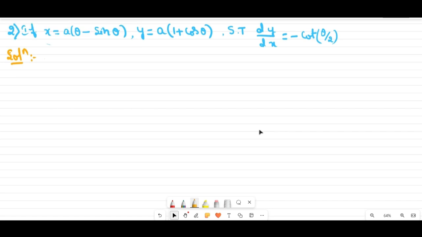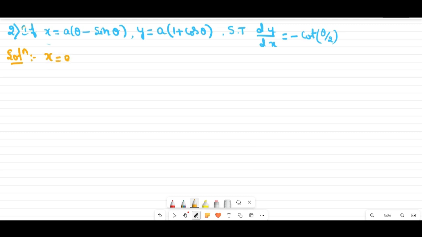If x equals a into (theta minus sin theta), y equals a into (1 plus cos theta), then show that dy by dx equals minus cot of theta by 2. Even in this question, this is the same as the previous problem. We have to find the derivative, that means dy by dx. Here the parameter is theta. We should differentiate the function with respect to the parameter, that is theta. So let us do this problem.